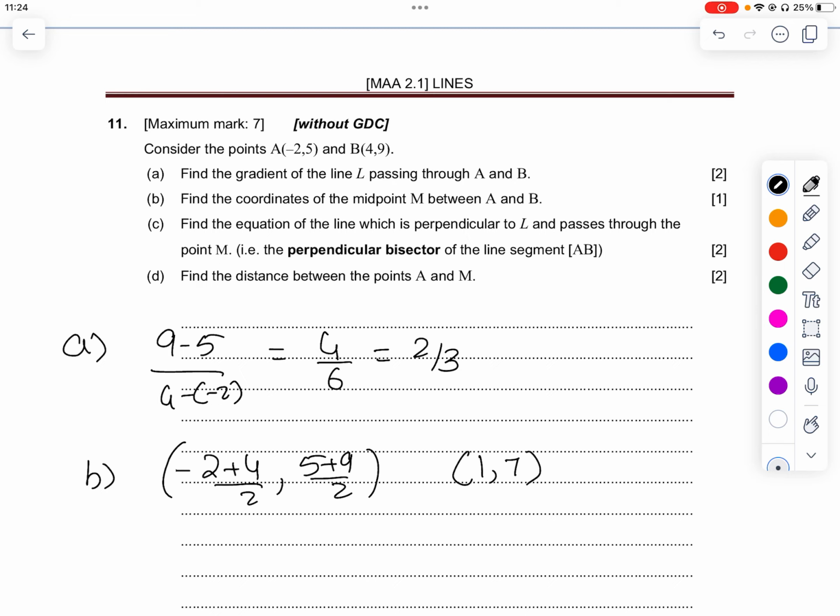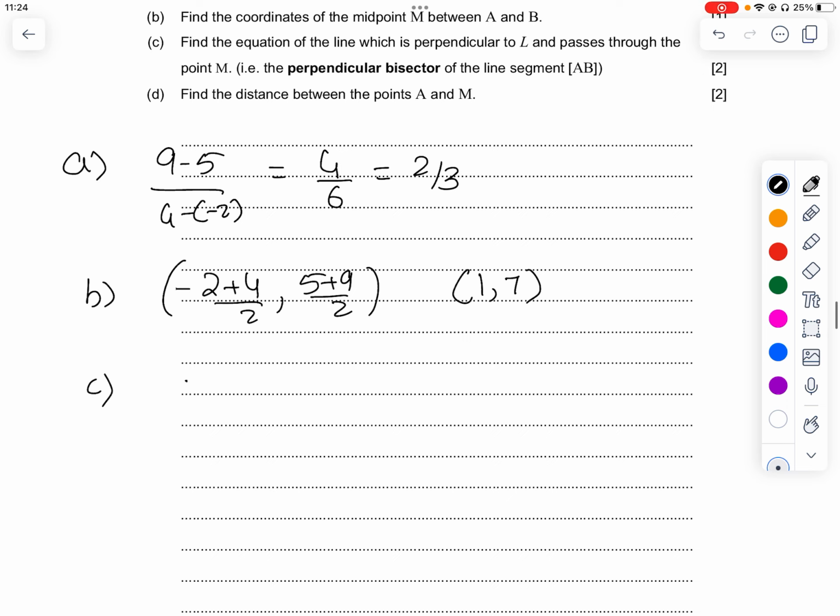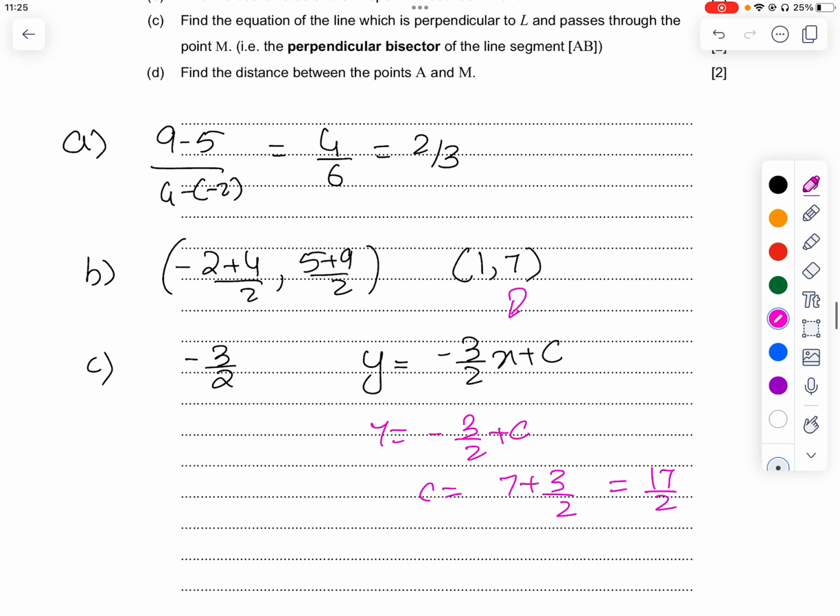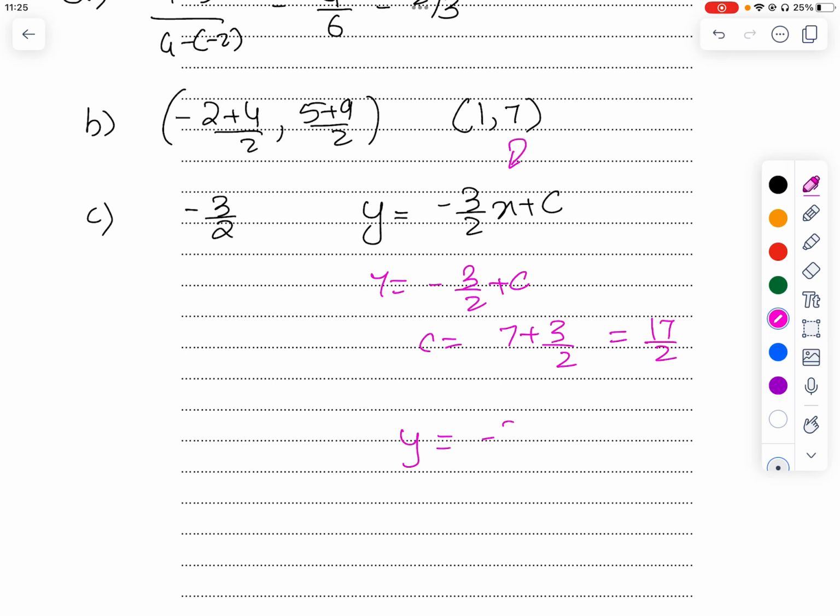Find the equation of a line which is perpendicular. The perpendicular gradient will be minus 3 by 2. So y equals negative 3 upon 2 x plus c, and passing through (1, 7). So 7 equals negative 3 upon 2 plus c. So c equals 7 plus 3 upon 2, so that becomes 17 upon 2. So what should be the equation? y equals negative 3 upon 2 x plus 17 upon 2.